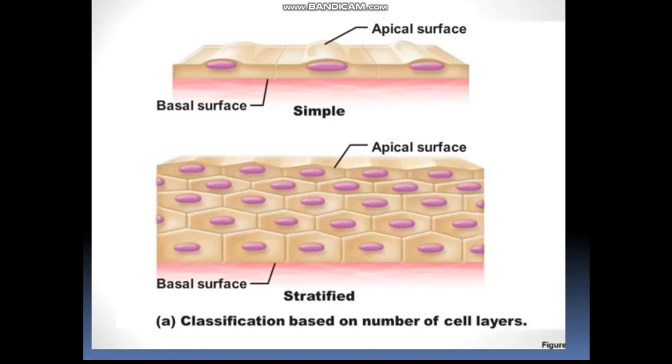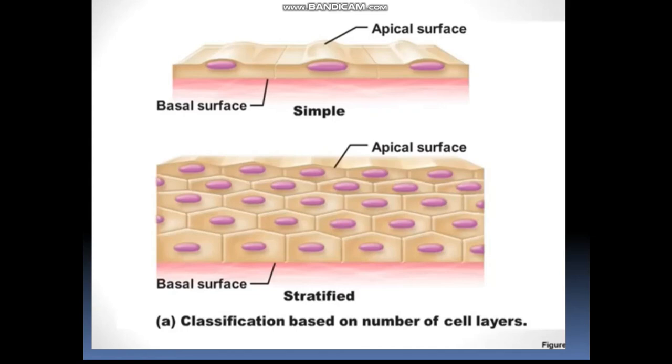Then epithelial tissue cells form sheets of cells. They are tightly joined to each other. It means that between them there is almost no extracellular space and extracellular matrix. By joining to each other, they form sheets of cells. So the sheets of cells will form the epithelial tissue.